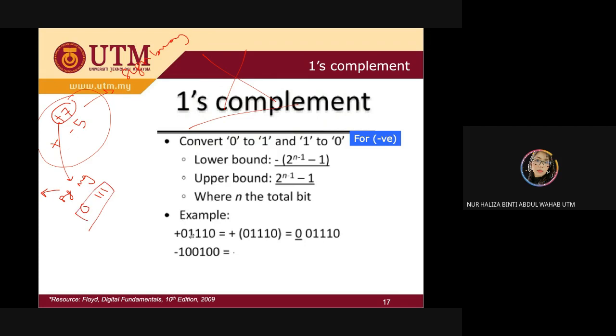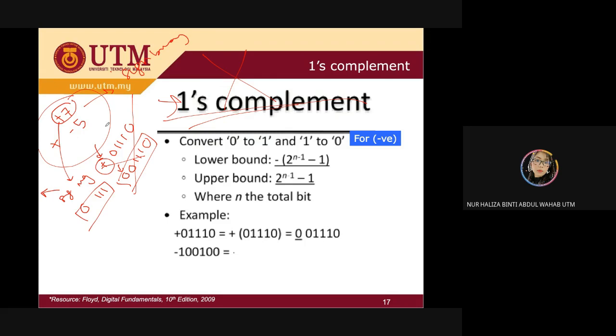Similar to here, if you are given 0, 1, 1, 1, 0, it gives you a positive. Then you just apply a 0 in front to be a positive number. Just stop here for a positive number. No need to continue to think about first complement.